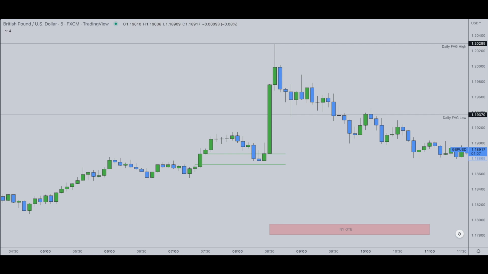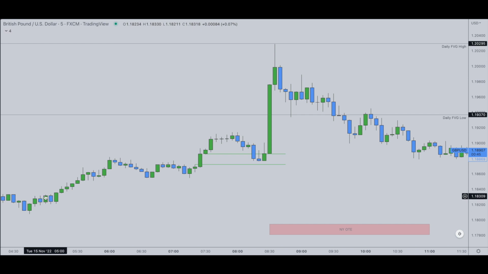Annotations are on. 5-minute chart. We are looking at a bullish scenario. So we have a GBPUSD buy in the New York optimal trade entry time window. So remember, our time window is from 8:30 a.m. to 11 a.m. New York time.